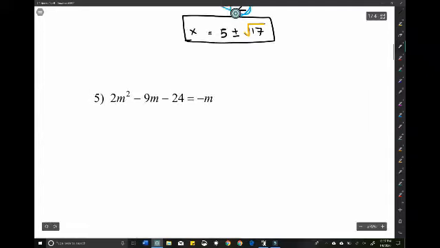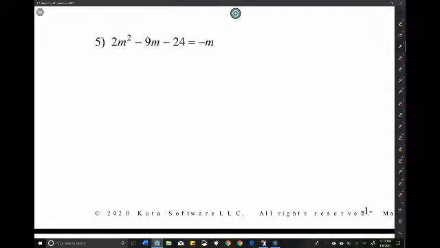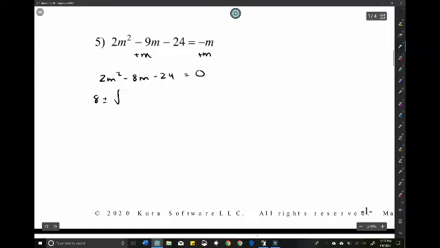Okay, and last example. This time, instead of a 0 or a number, we have m. So we'll just add our like term over. Make sure you add it to the other b value. 2m squared minus 8m minus 24 is equal to 0. A is 2, B is negative 8, so 8 plus or minus the square root of 64 minus 4, all over 2A.